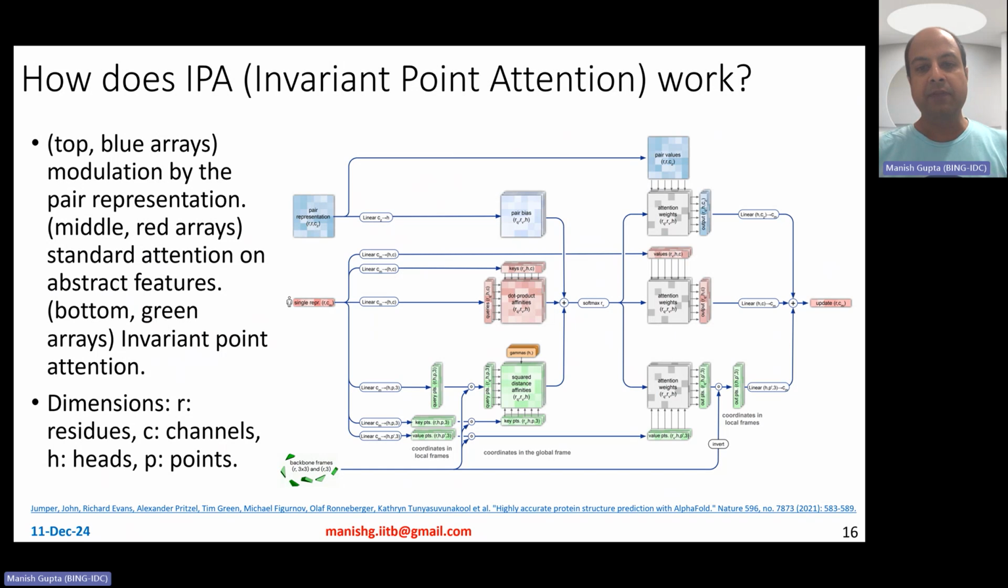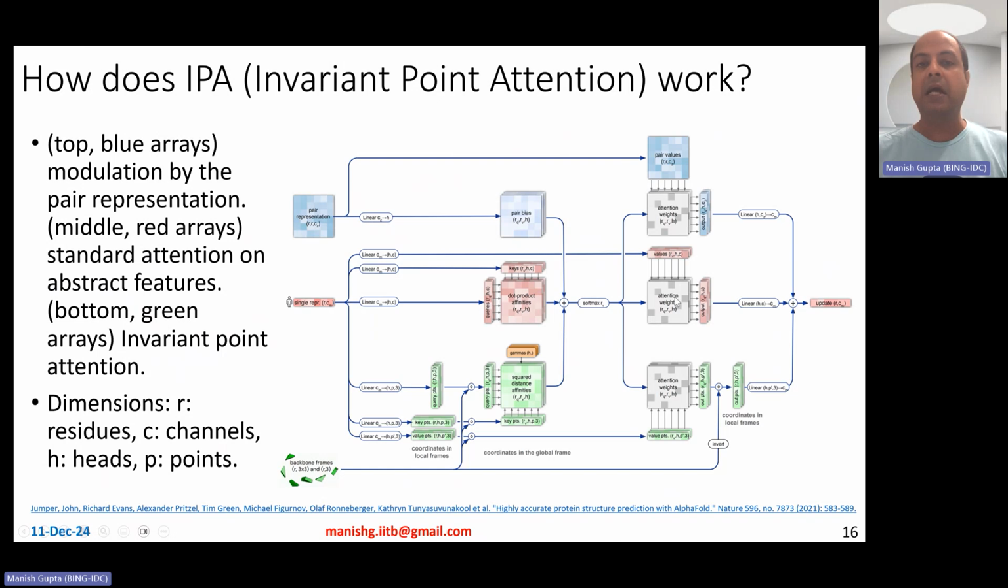Okay. So essentially, what does invariant point attention do? It basically comes up with an updated single representation, considering the pair representation and the backbone frames. So considering where your current backbones are, you may want to come up with a better representation of each of those residues. That's what IPA does. Okay. So it comprises 3 different pipelines, as you can see: the blue pipeline, the red pipeline, and the green pipeline.